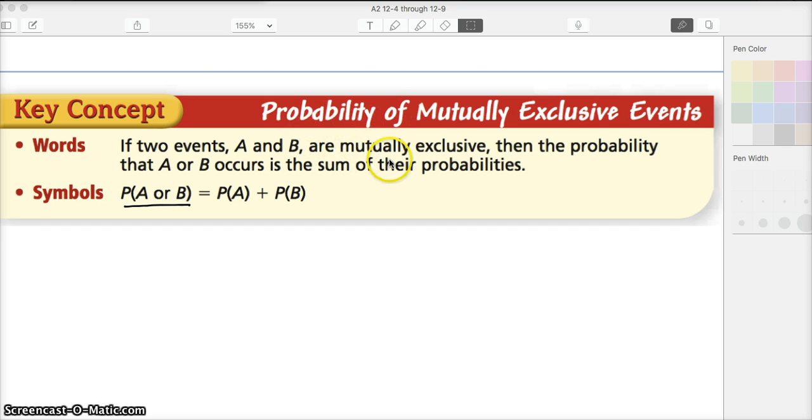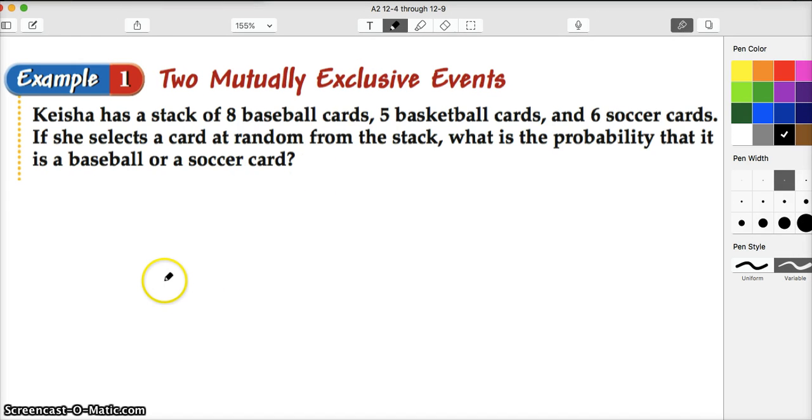We need to realize that when we're dealing with the probability of mutually exclusive events, the probability of one or the other will just be the sum of the probability of each independent event. So with that, let's consider Keisha. Keisha has a stack of 8 baseball cards, 5 basketball cards, and 6 soccer cards. If she selects a card at random from the stack, what is the probability that it is a baseball or soccer card? Well, they can't be the same thing. There's no overlap in being a baseball or a soccer card. You're either one or the other.